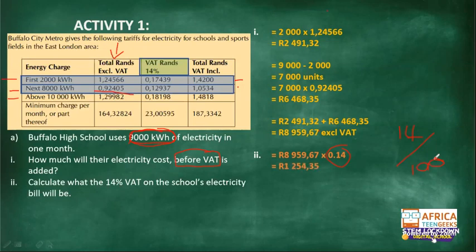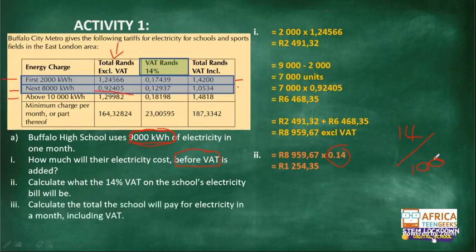There we go, Sharon. It gives us 1,200. Now remember, this is just the VAT total. This is just how much VAT we will pay. But what is the question? Oh, that is the question. What is the VAT? That's the VAT. The third part is calculate the total the school will pay for electricity in the month, including VAT. So now we just have to add VAT to our total, excluding VAT.